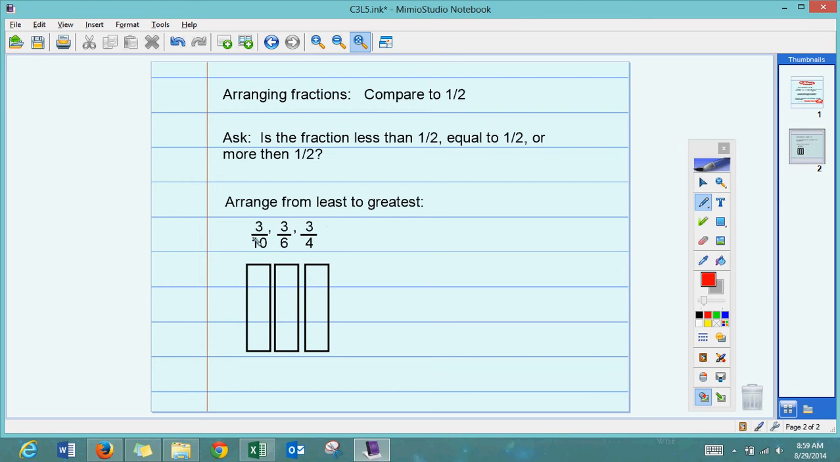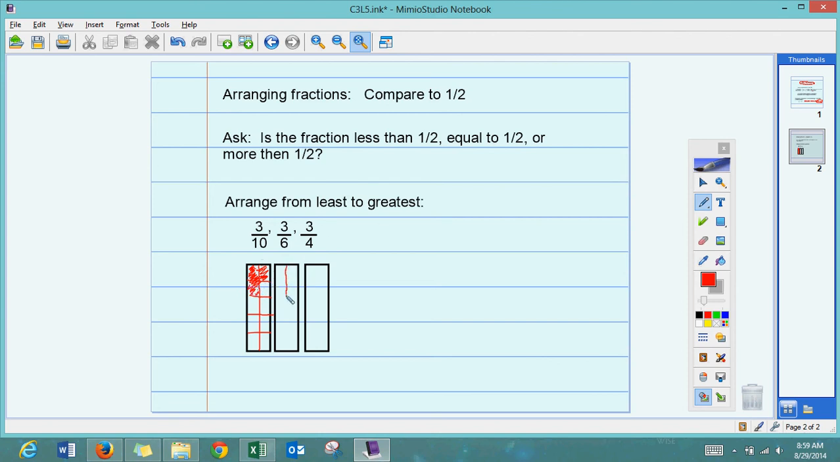So if we have these fractions here, 3/10, 3/6, and 3/4, and we want to arrange them from least to greatest, we can model what that looks like. If we have equal shapes, we can divide these into equal groups. So I need 10 equal groups in this one. Well, they're not equal, they're close. 1, 2, 3, 4, 5, 6, 7, 8, 9, 10. And then 3 tells me how many I have selected, so I need to shade in 3 of them. Okay, so that represents 3/10.